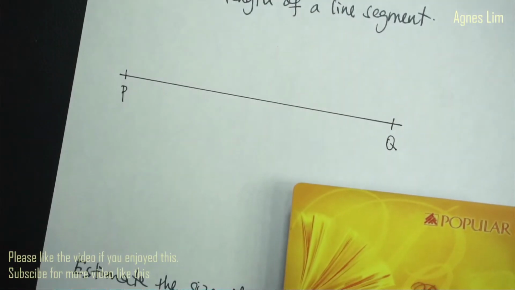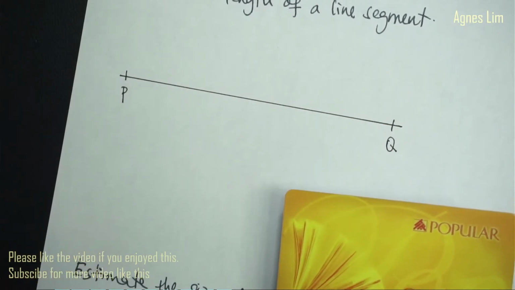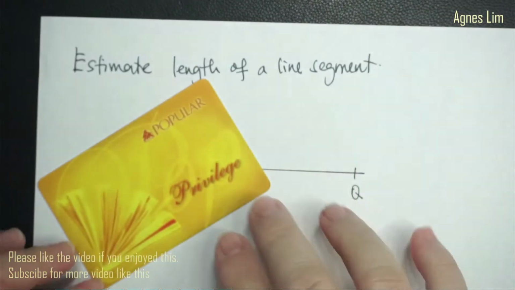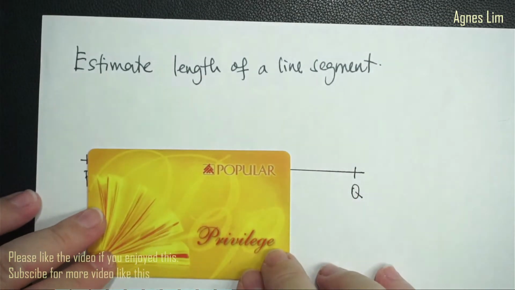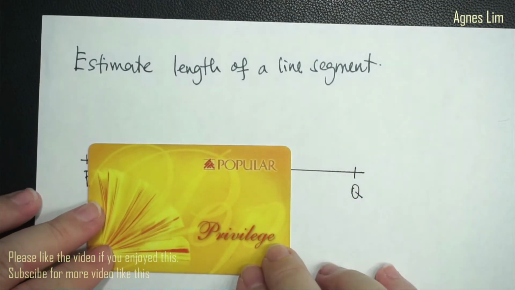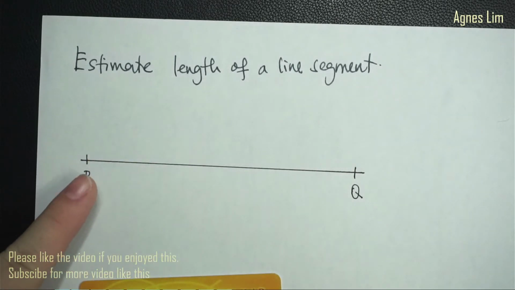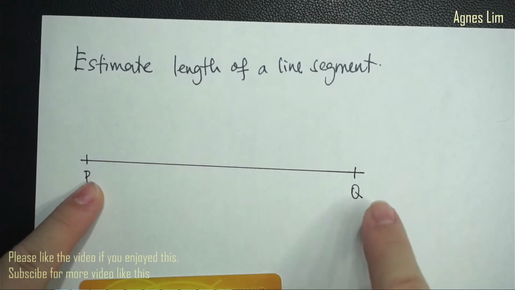For example, there are times that we will not have a ruler with us. We may have a card with us, just like all the time people do. So I'm going to estimate the length of this line. The length of the line that I want to estimate is from the starting point P to the ending point Q.